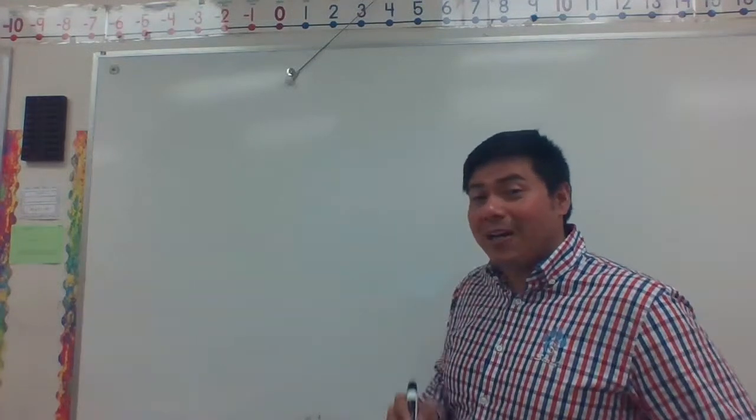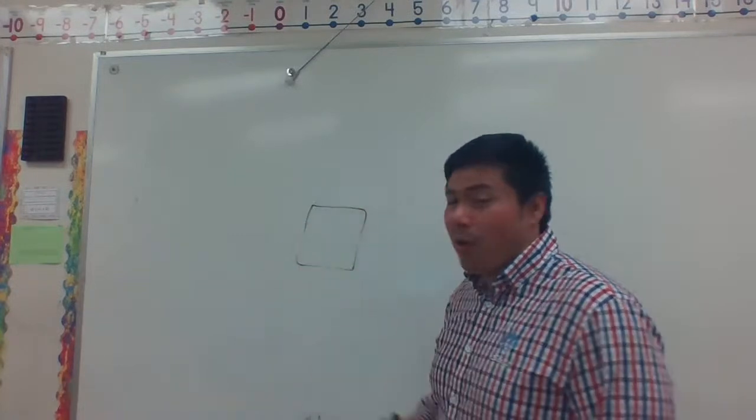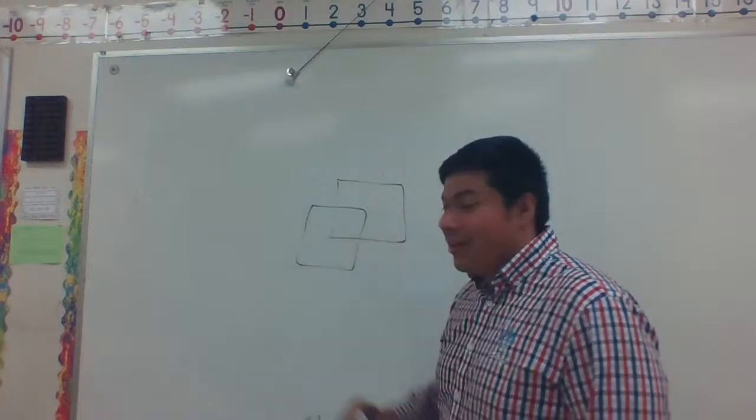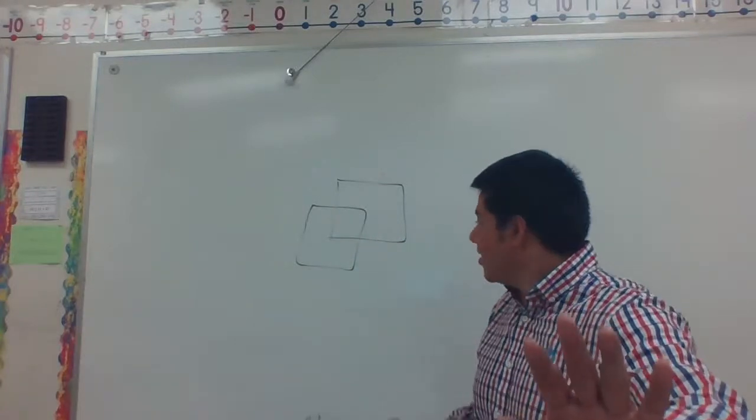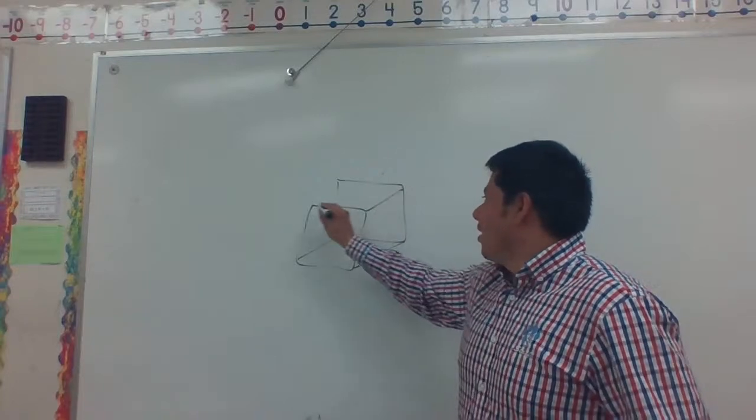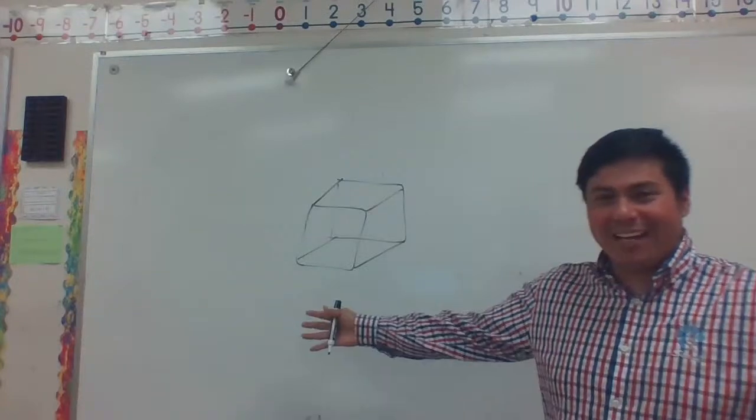For those of you who don't know how to draw a cube, watch this magic. Voila, you draw a square. Draw another square. Check out the magic. And you connect the corners. And then, boom, you have a cube. Look at that. How nice is that?